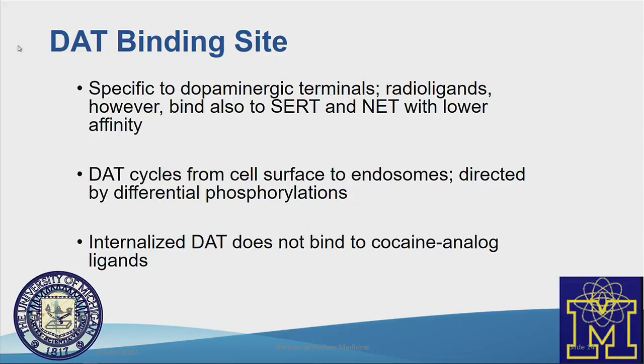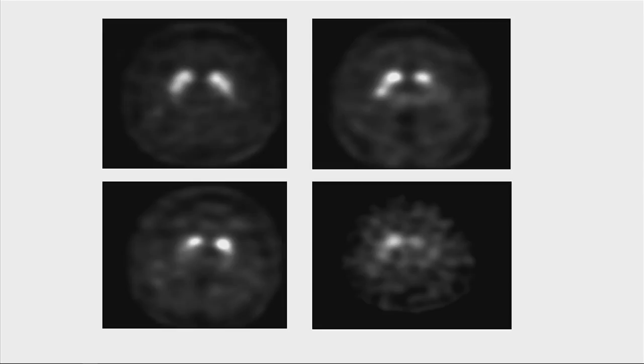So here the lack of specificity is conferred by the tracer, not necessarily by the expression of the protein. We know also that the DAT cycles from the cell surface to endosomes, and this is directed by its differential phosphorylation, which in turn is related to presynaptic dopamine receptor activity. When the DAT is internalized, it is not available to these cocaine analog ligands, and so you may theoretically see a reduced DAT concentration due to high synaptic dopamine levels as opposed to loss of terminals. I think this is a relatively minor effect, but in research studies it's important to bear in mind.